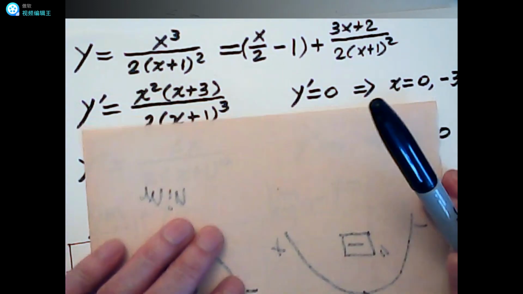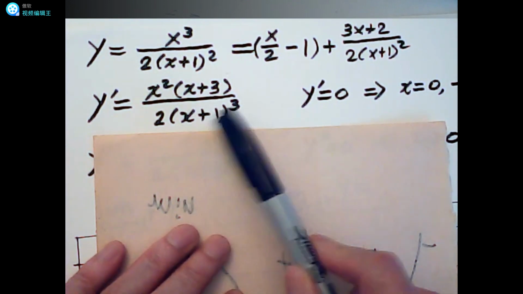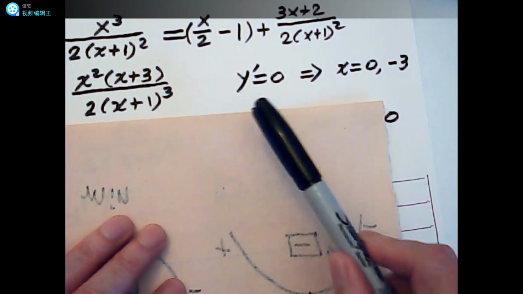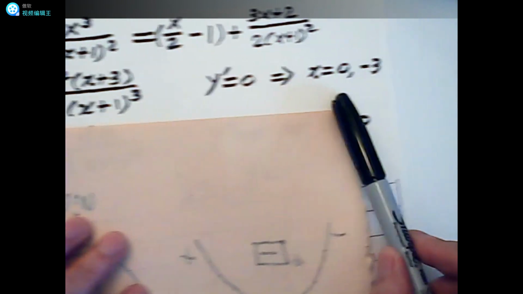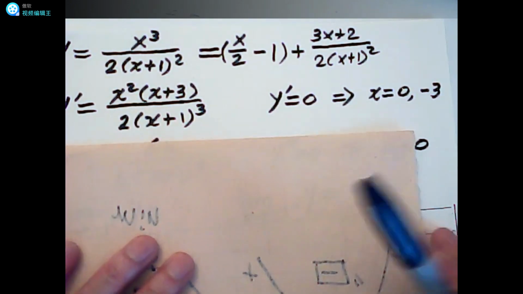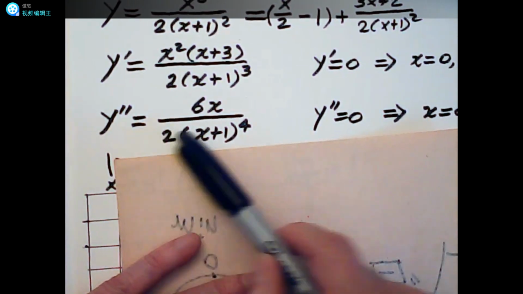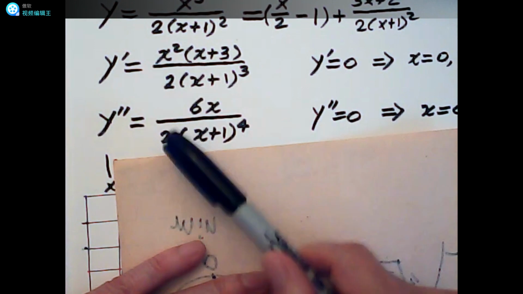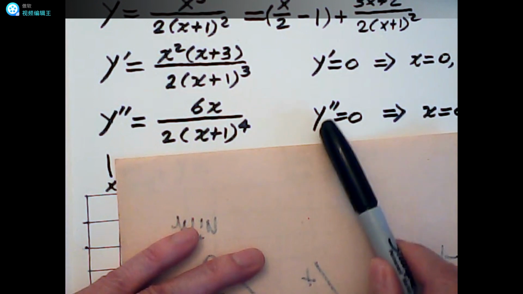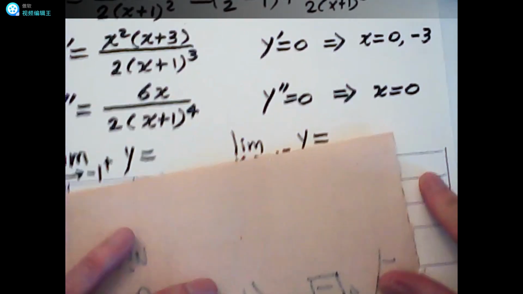Then we find the derivative. The first derivative, we save time and not do the detail, but I suppose you know how to find a derivative. When the derivative equals 0, x equals 0 or minus 3, right? That's easy. And then we take the second derivative, using the quotient rule, chain rule, and simplify. You get this. Then when the second derivative is 0, x is 0, right?